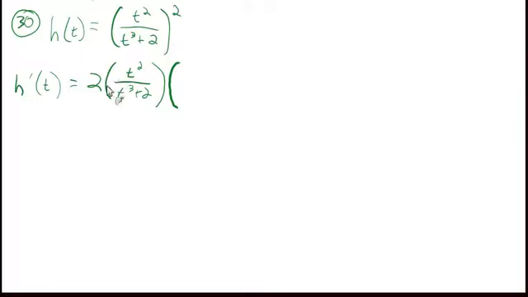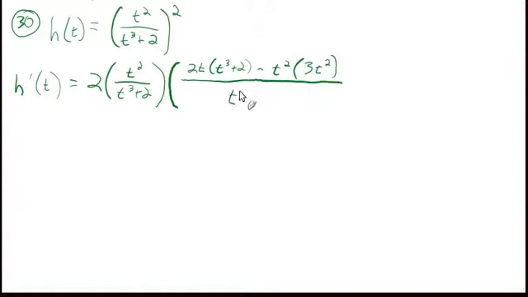It's a quotient, they're divided, so use the quotient rule. So quotient rule is derivative of the numerator times the denominator minus the numerator times the derivative of the denominator, all over the denominator squared. And we just have a lot of time-consuming simplification that can happen if we want it to.